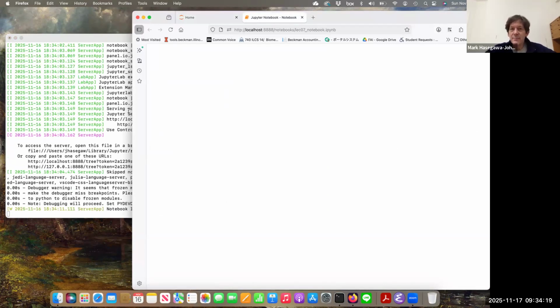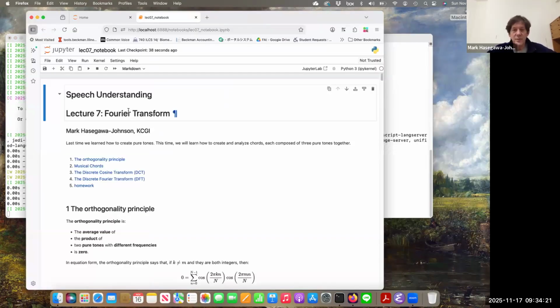All right, last time you may remember we learned about sound. We learned how sound is stored on a computer. We learned that sound is stored by storing its individual samples. Individual samples of a sound waveform are stored with a certain number of samples per second, typically 8,000 or 16,000 or 48,000 or 44,000. And we learned in particular about cosines and sine waves.